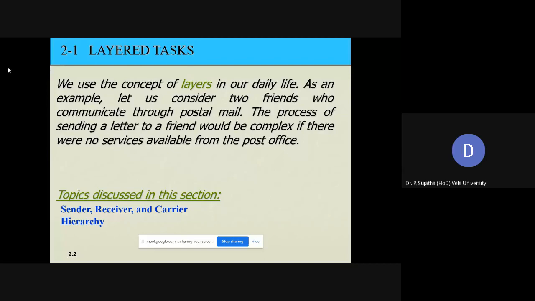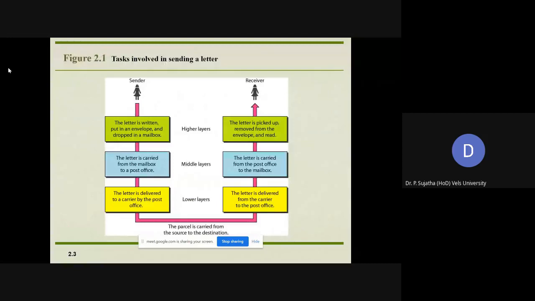For example, if you want to post a letter to your friend who's in some other city, some other town, you want to write a letter. What is the procedure that will be followed by you? Here you are the sender. You will write a letter, keep the letter in the envelope, and drop your letter in the post box. Am I right? Okay.